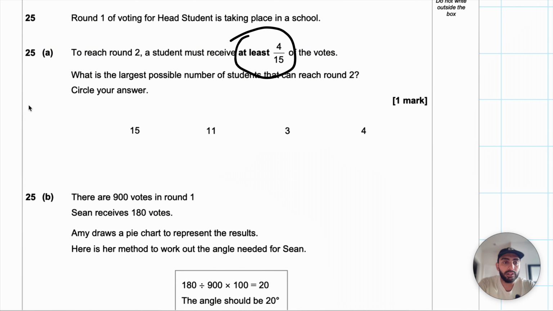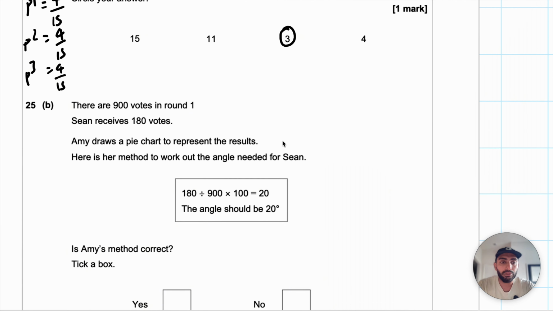Let's just think the first student, so pupil 1, is going to receive at least 4/15. The second pupil will also receive at least 4/15. The third student is also going to receive 4/15. So far we have 4, 8, 12/15, but if we have one more person, that would be too many. That would take us to 16/15. So the maximum amount of people that we could have would be 3.